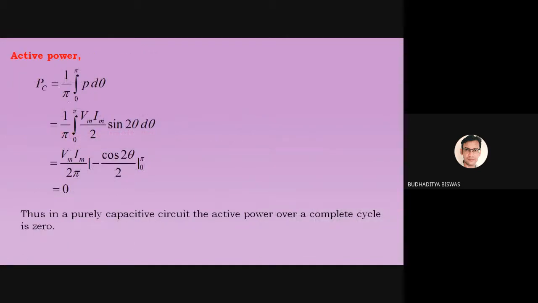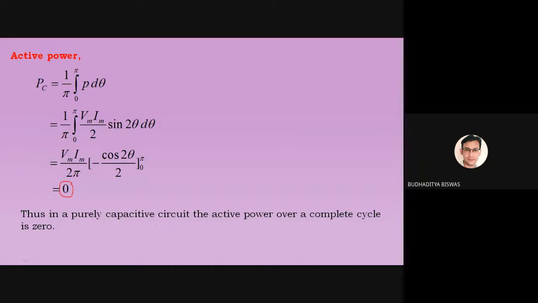For active power, if you do 1 by pi, integral 0 to pi of p d theta, again it comes to 0. So similar to the pure inductive circuit, in a pure capacitive circuit the active power over a complete cycle is also 0. When we supply AC across a capacitor, in the positive half the capacitor stores energy in electrostatic form, and in the negative half the electrostatic energy is released and returned to the source. This phenomenon happens in every cycle.